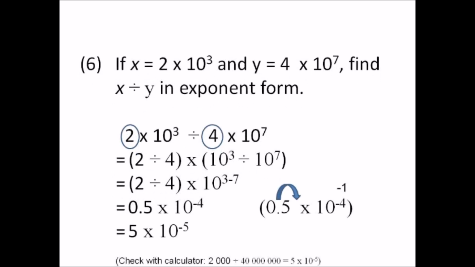Now you have to move the point in 0.5 one place to the right. So you have to subtract 1. And that's how come you get negative 5. So it's 5 times 10 to the negative 5. Hope you got that correct, guys. That would be your final answer. And you had to subtract 1 because you moved it to the right.